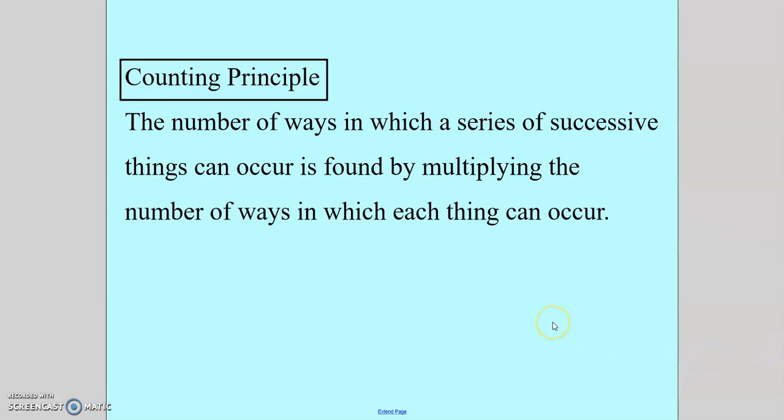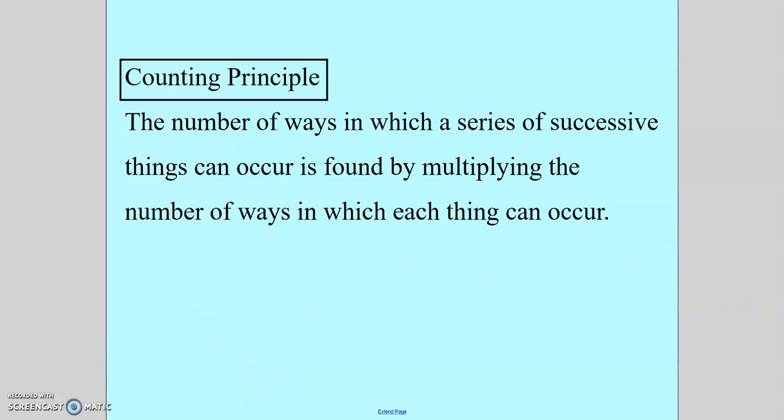Now this is called the fundamental counting principle, or just counting principle. The counting principle says the number of ways in which a series of successive things can occur is found by multiplying the number of ways in which each thing can occur. So if there are A ways to make a first choice and then B ways to make a second choice, the number of total ways to make both choices is A times B. That's called the fundamental counting principle.